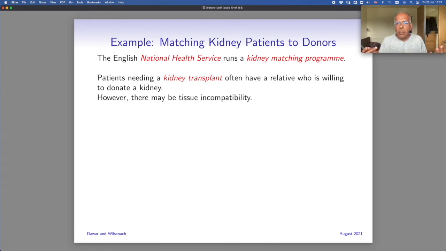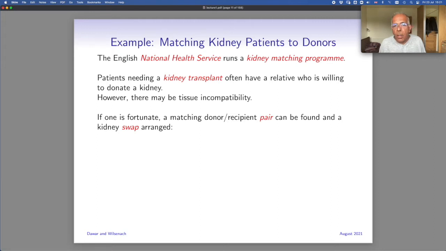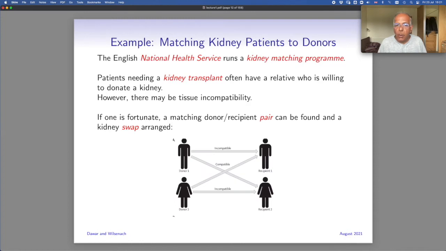But you have a willing donor and you have a patient in need of a transplant, but there may be tissue incompatibilities, which means you can't really donate the kidney to this particular patient. But sometimes you can find another donor-recipient pair and arrange a swap, right? So if donor 1 is compatible with patient 2 and donor 2 is compatible with patient 1, then you can arrange a swap. And this is sort of a common practice in the health service.